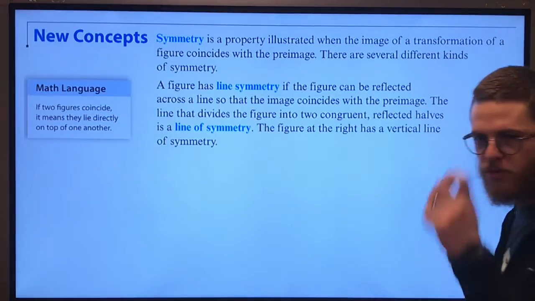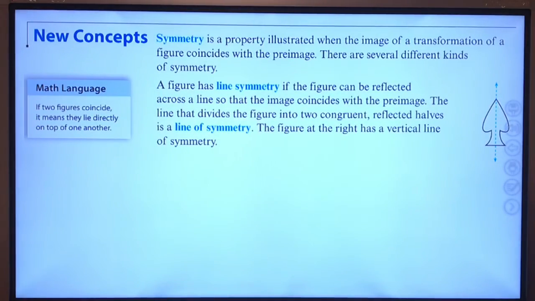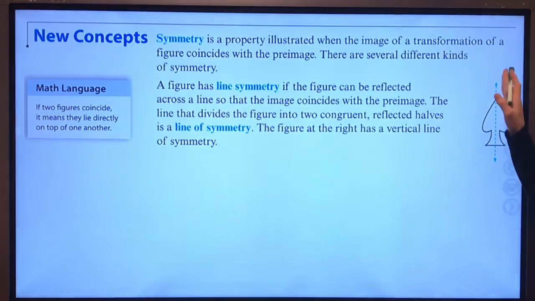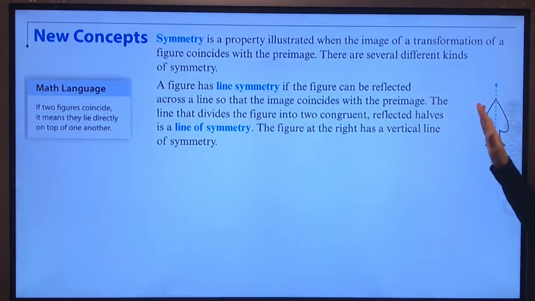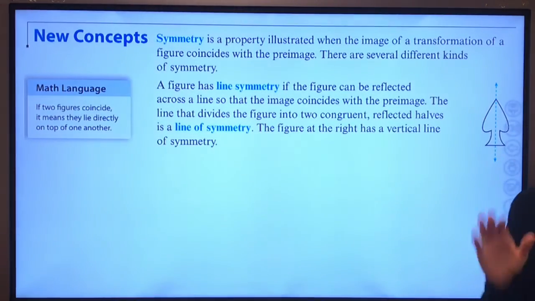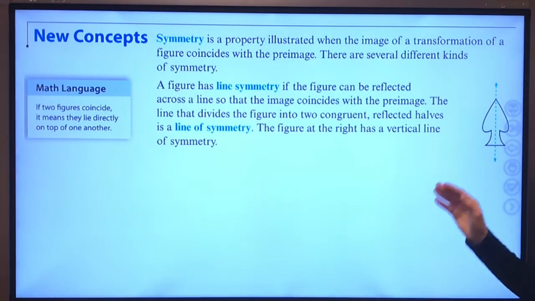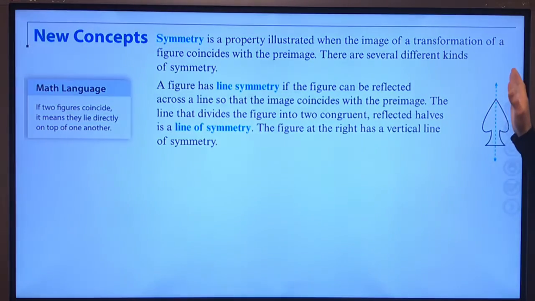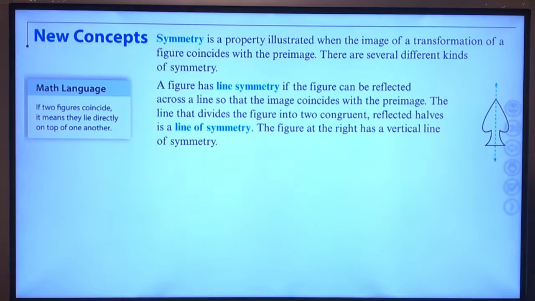Symmetry, we know what symmetry is. Symmetry is a property illustrated when the image of a transformation of a figure coincides with the pre-image. It's a fancy definition of symmetry. We know that when we have symmetry, especially the traditional symmetry that we know, we're looking for a line that splits a figure in half that we could fold it over. So essentially, symmetry in this sense is if we were to reflect this figure over this line, it would still be the same figure.